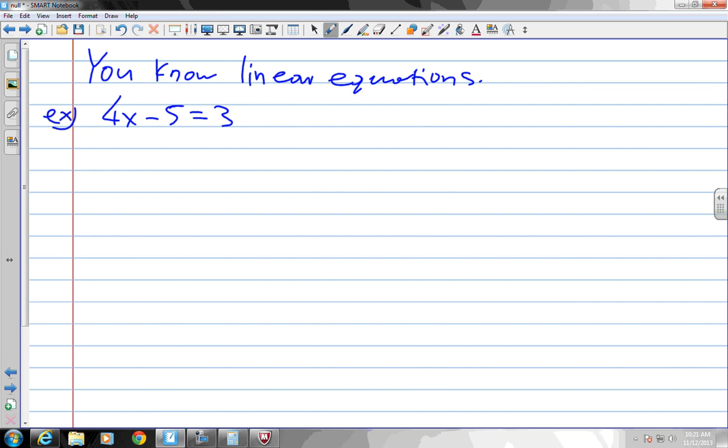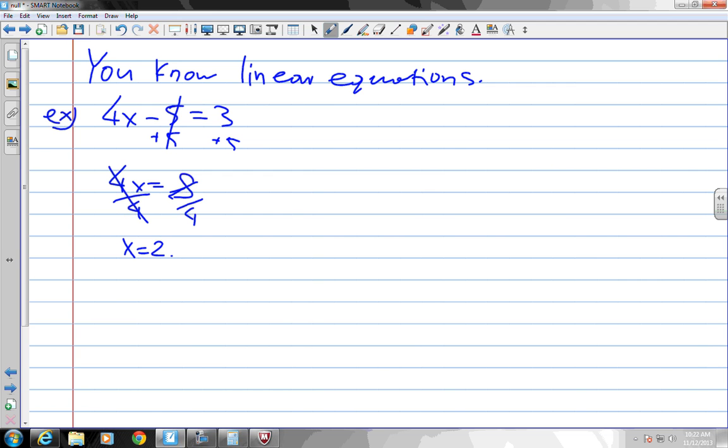Would you have a problem solving that equation? How would you do that? Right, add 5. Then divide both sides by 4. So x equals 2. Right?